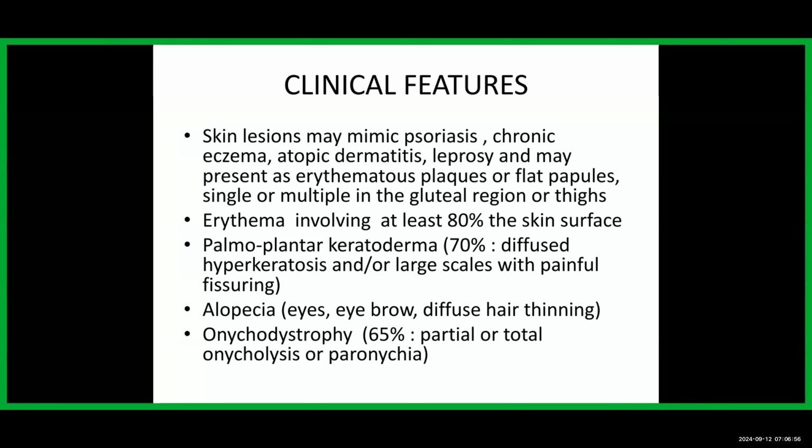Then also, they have palmoplantar keratoderma, which is seen in 70% of patients and is diffuse, like in the picture that was projected for the question. The patient had palmoplantar keratoderma. So there's diffuse hyperkeratosis. They can also have scales with painful fissuring. They can have alopecia, which affects the eyebrow with diffuse hair thinning too. They can also have onychodystrophy. About 65% of them can have onychodystrophy, which is partial or total onycholysis or paronychia.